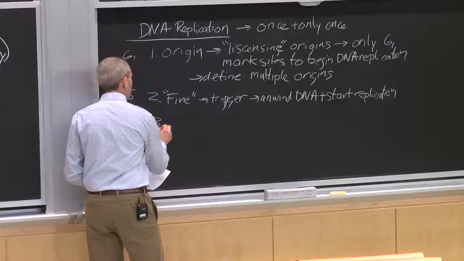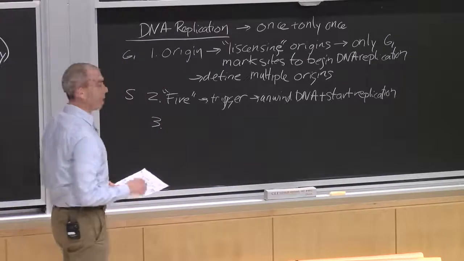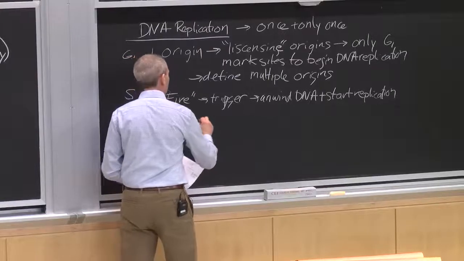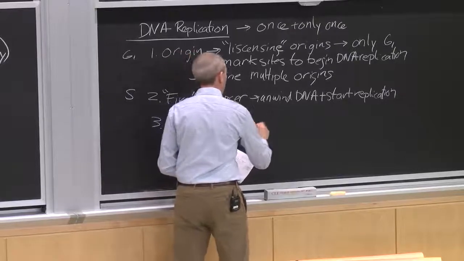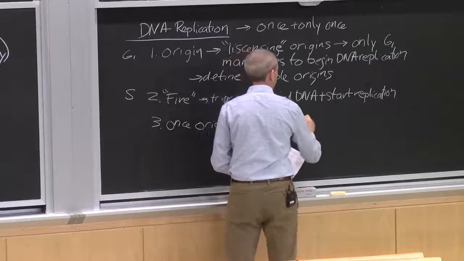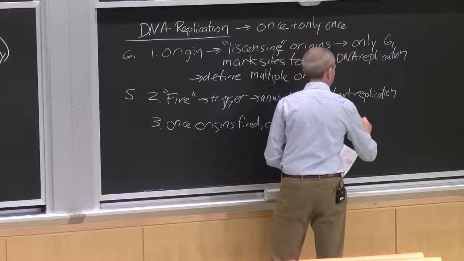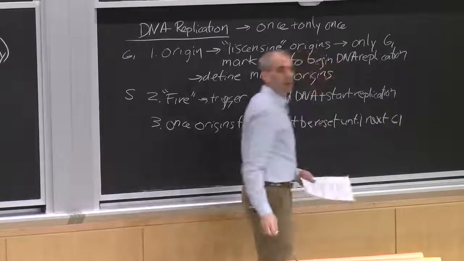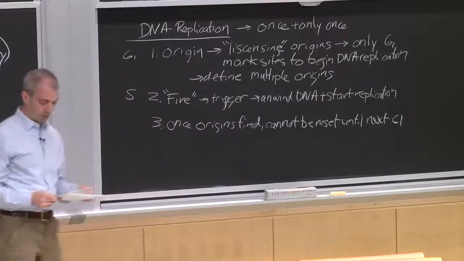And then finally, we want to make sure that this happens. And so we've set that up to achieve this. But it only happens once. And so once these origins are fired, once they are triggered, they cannot happen again. They cannot be reset to repeat this until the next G1. Okay. And so we have the scheme now in place that we can come through and copy these units of DNA.